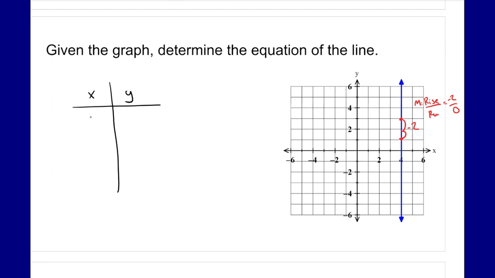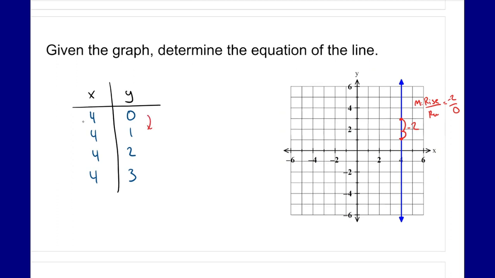So when x is 0, y is 4. When x is 1, y is 4. When x is 2, oops, sorry, no, that's wrong. Not when x is 0. When x is 4, y is 0. When x is 4, y is 1. When x is 4, y is 2. When x is 4, y is 3, and so on.